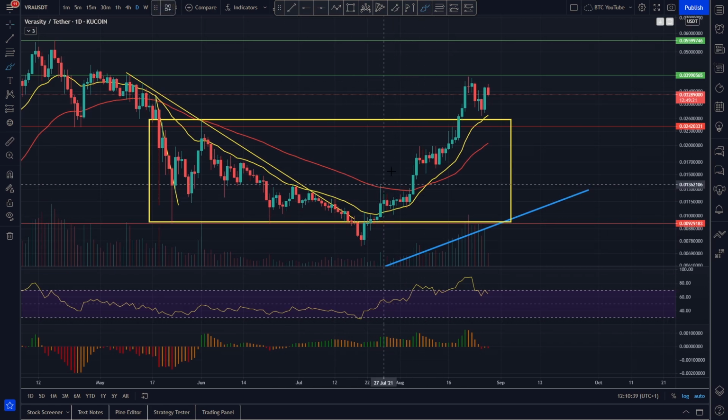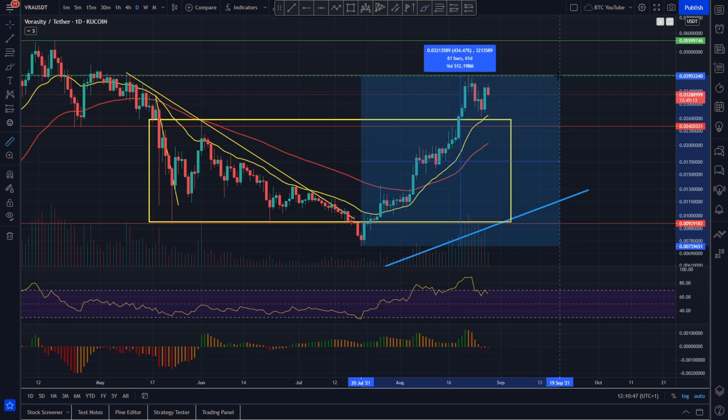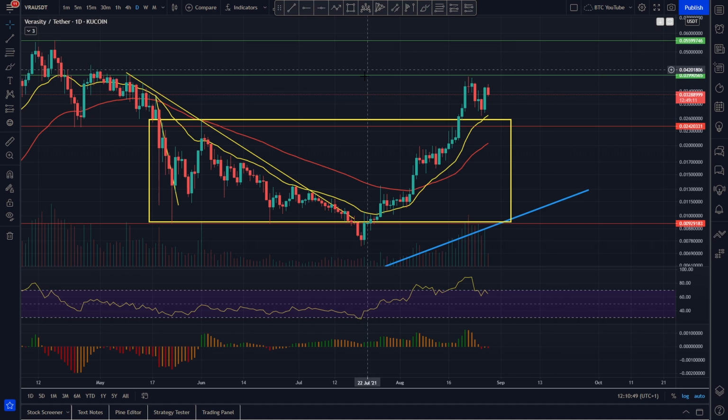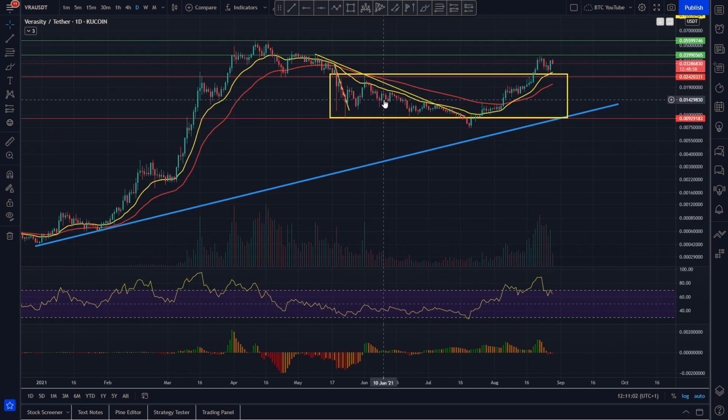And as you can see, Verasity followed suit very nicely. Ever since we had the fake out to the downside here, we've come all the way up to around 4 cents, just over a 4x in price, which is absolutely insane. We came all the way down to 0.75 of a cent, coming all the way up to 4 cents. That's almost a 5x in gains, which is absolutely insane. And a really nice bounce off the downside, isn't it?